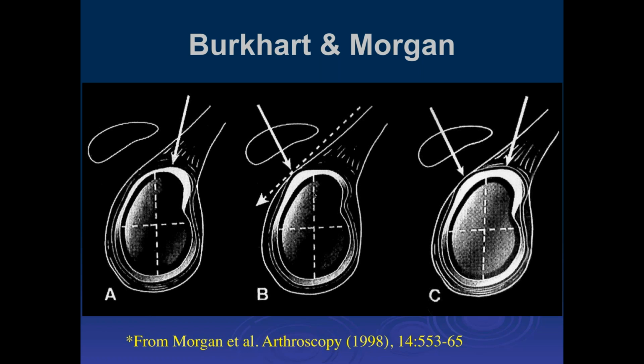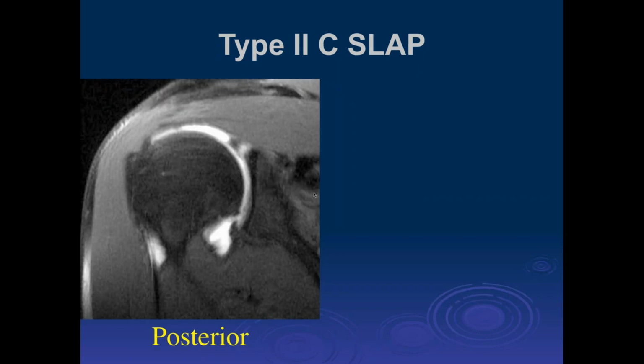However, again, the vast majority of these are not operated on, so it's not generally considered a need to operate unless it involves the biceps anchor, in which case it may need to be operated on, because the ones that involve the biceps anchor tend to be an important cause of symptoms, whereas the rest of the slap tears typically are fairly asymptomatic. And here's a type C slap tear.